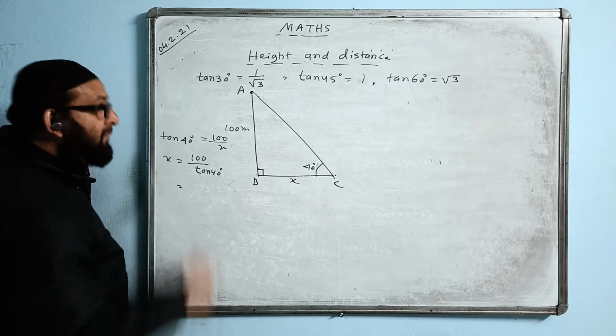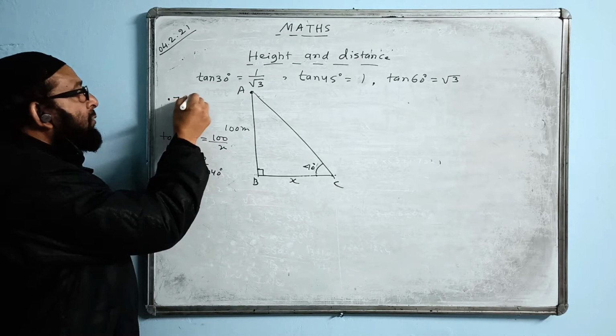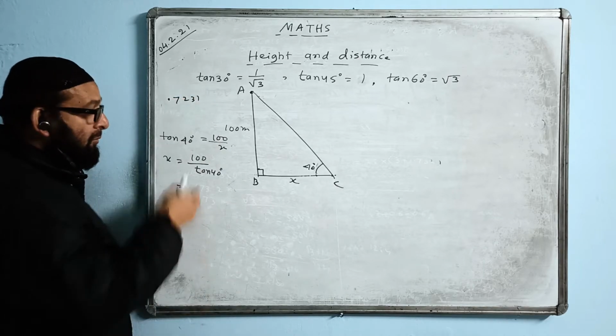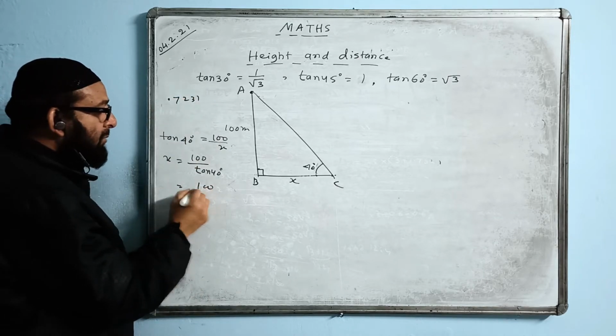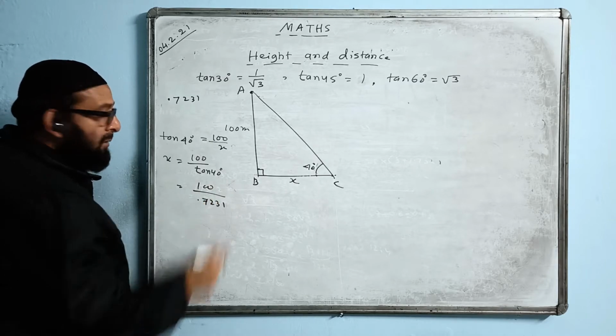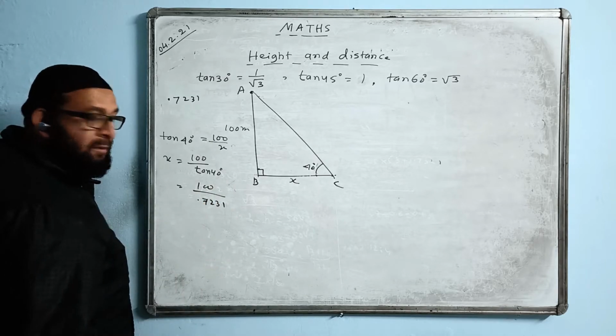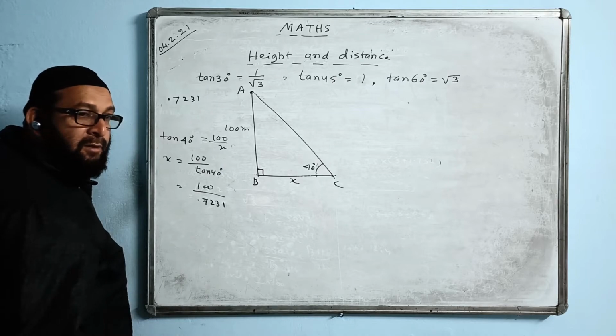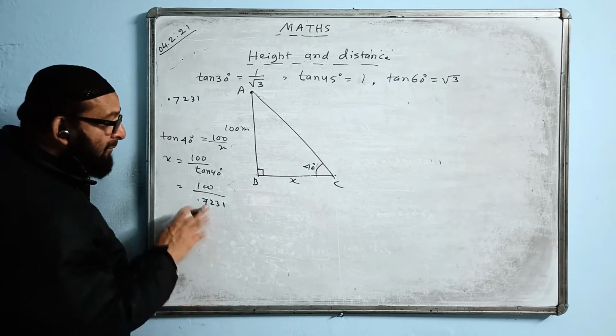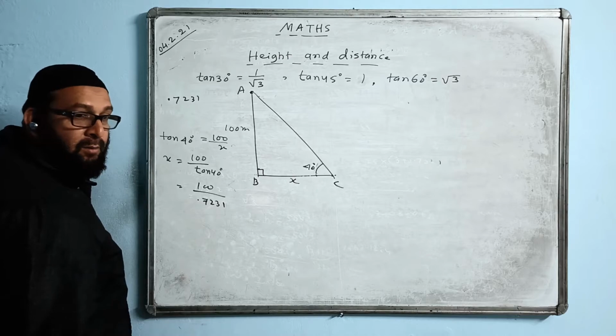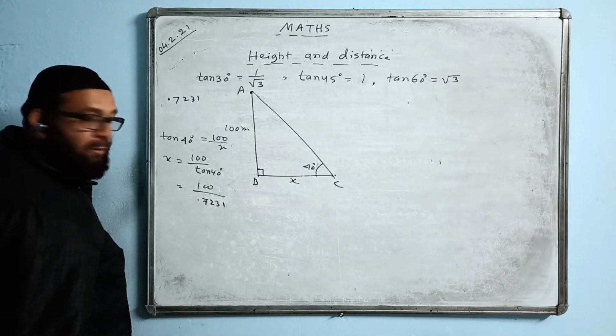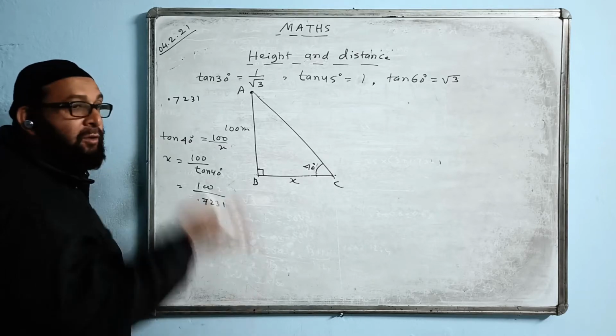Tan 40 value will come like this, 0.7231. Then you go for this value, 100 by, you have this one, 0.7331. So this will complicate and you will not get the correct answer also. We must avoid dividing with the decimal number, because these decimal numbers are quite complicated numbers. We should avoid dividing, like root 3 also we avoided.